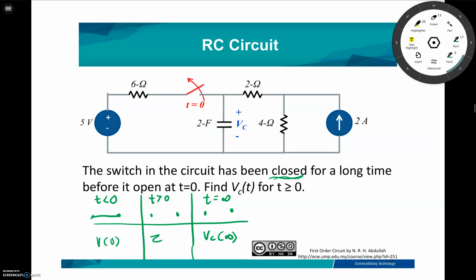So the condition of the capacitor when t is less than 0 is open, and then starting to charge or discharge. It depends on the conditions of the circuit: charging, discharging, or acting like a source. And then the condition of the capacitor when t is equal to infinity is open.